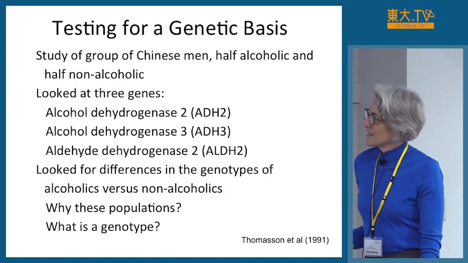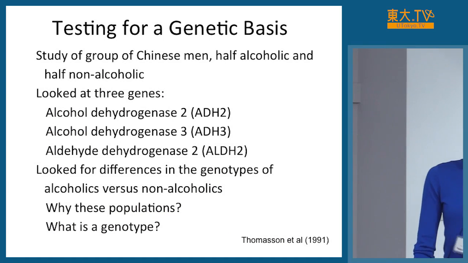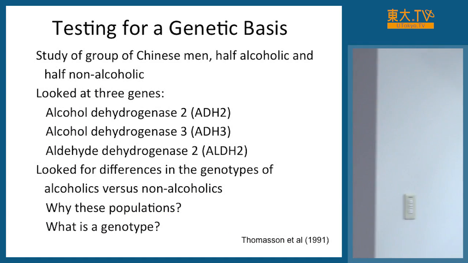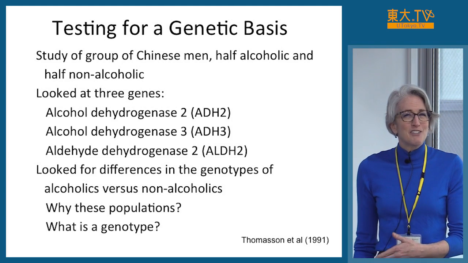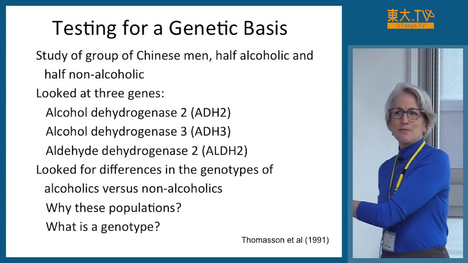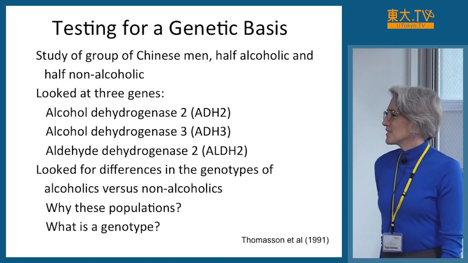And then I move on to the next section, where I say, okay, if you had done a Google search, you would have come up with several different scientific articles that looked at the genetics of these enzyme variations that people have. This one was done by a group in 1991, and they decided to look at Chinese men, and they selected half alcoholic and half non-alcoholic. And then they looked at 3 genes, some of which were described in that blog piece.